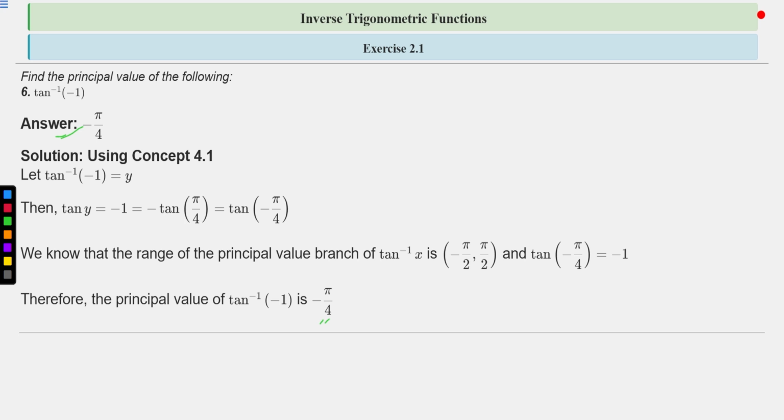See, the range of principal value branch means that range which lies in the principal value of that function, right? We just need to find the range which lies in the principal value of that function. So the principal value of tan inverse will lie between minus pi by 2 to pi by 2.